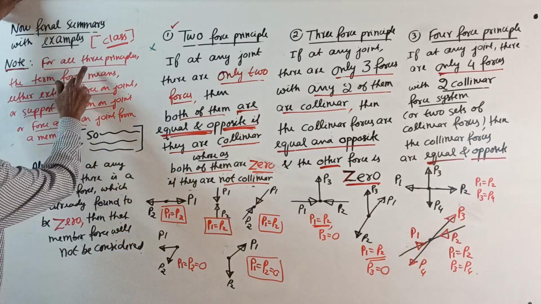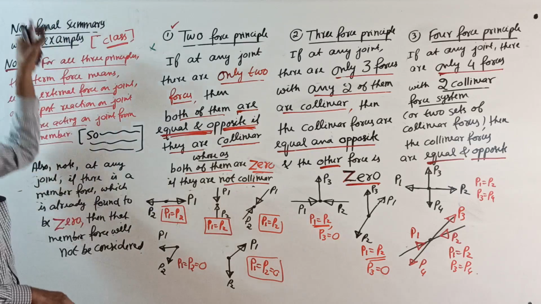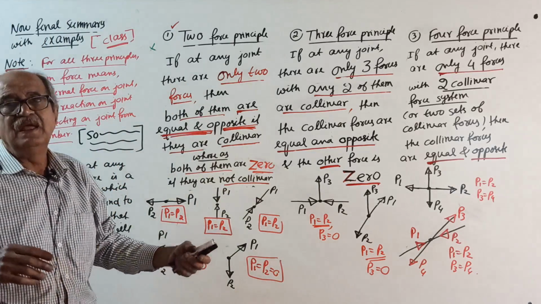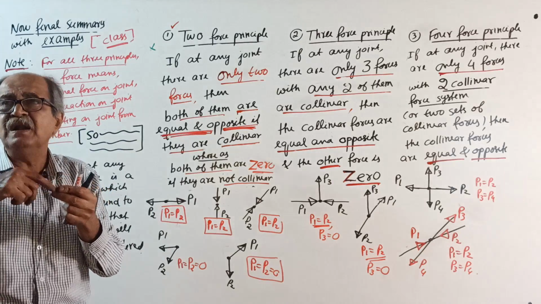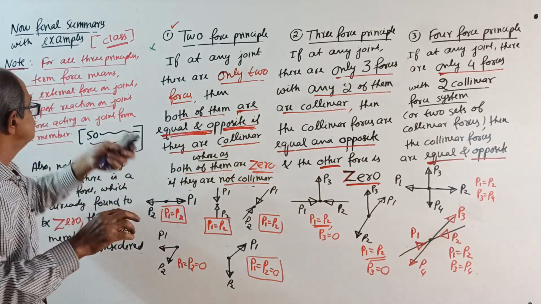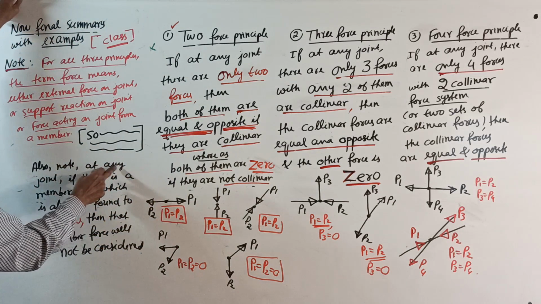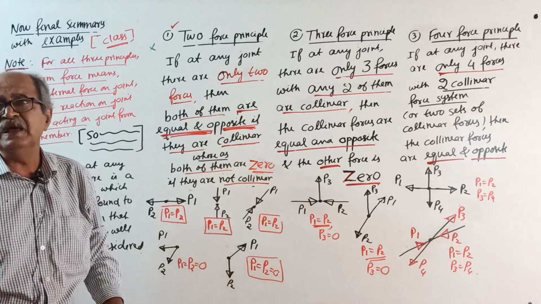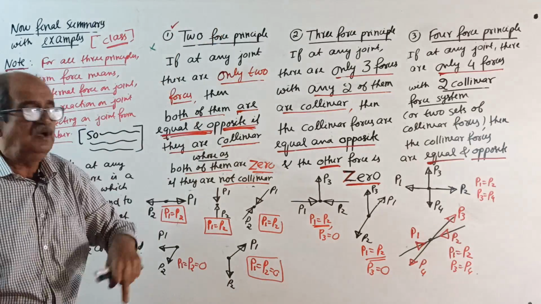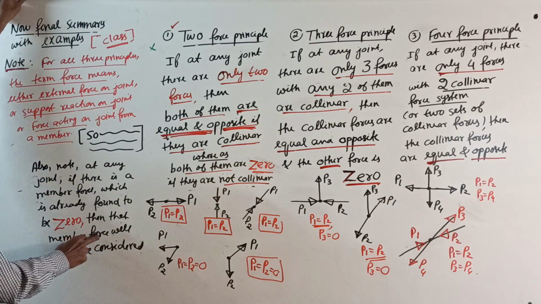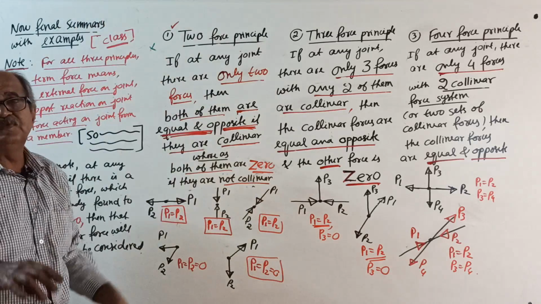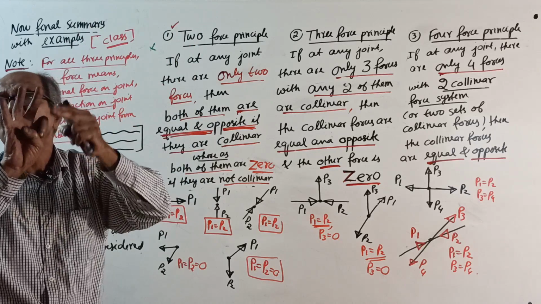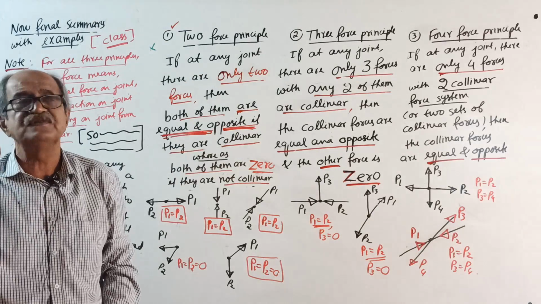So these forces are not only member forces; it is everything acting on that joint. The term force can be a force on the joint from a member, an external force, or a reaction. Also note, at any joint, if there is a member force already found to be 0 when you solved another joint, that member force will not be considered. Suppose there are 4 forces, and one of them you already got as 0 from another joint. Skip it, so you get 3 valid forces.